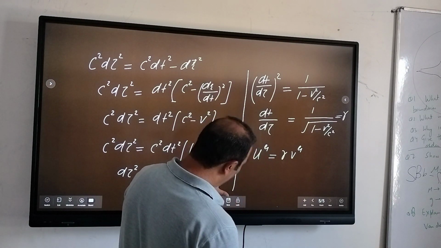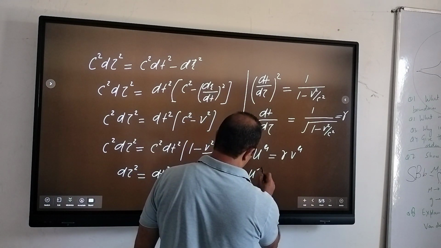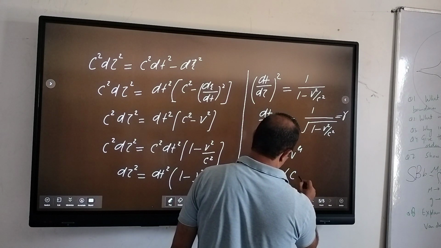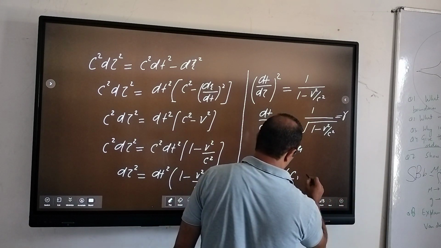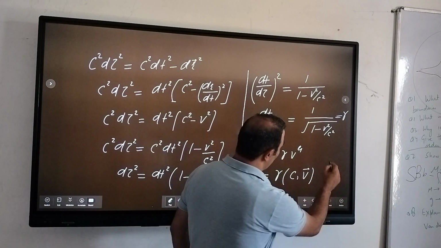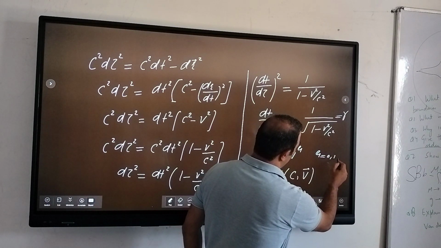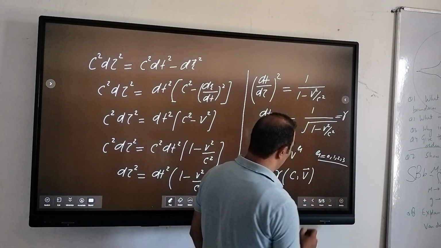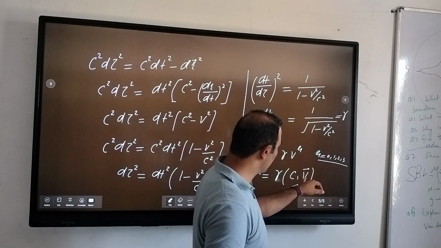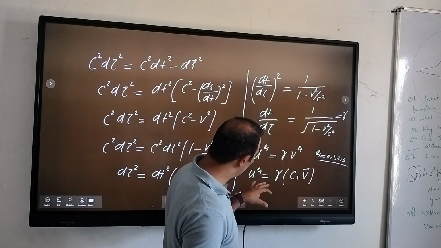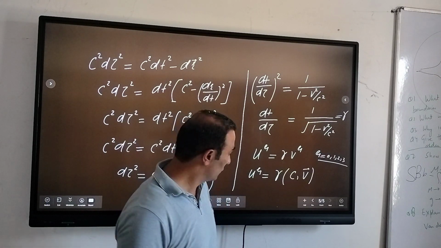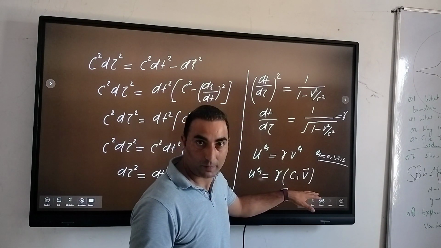So coming back, you can rewrite this term as u^mu, or in component form, gamma into c into some v. Because mu takes the values 0, 1, 2, and 3, for mu equal to 0 we get c dt, and then dx, dy. So that's c, right? This is our 4-velocity, and this 4-velocity transforms like this, right?